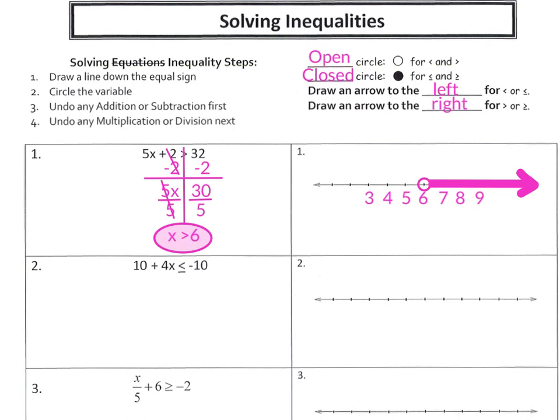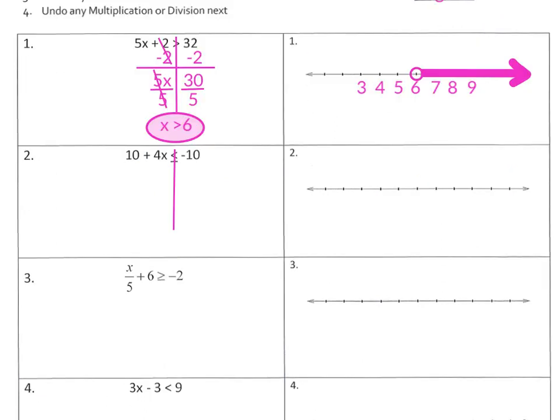So first step again, draw that line down the middle. And that line helps us to stay organized, so what we do to one side, we do to the other. So when I look at what's happening to the x, it's being multiplied by 4 and adding 10. So to undo it, we do the opposite in the opposite order. So we subtract the 10 first. We subtract that from both sides.